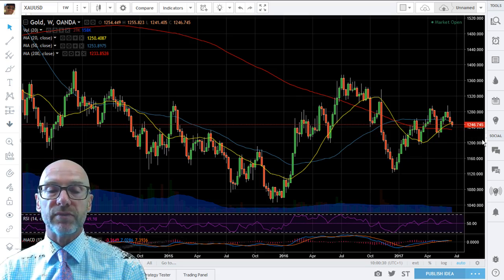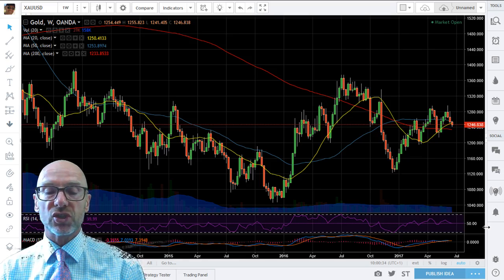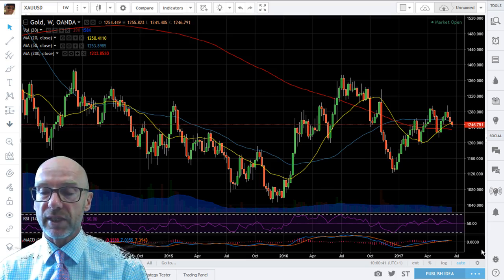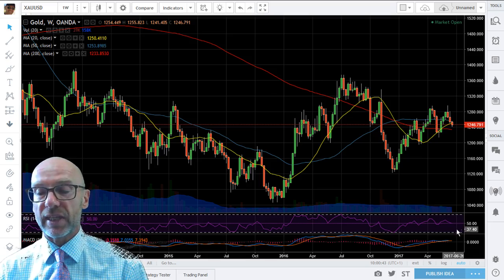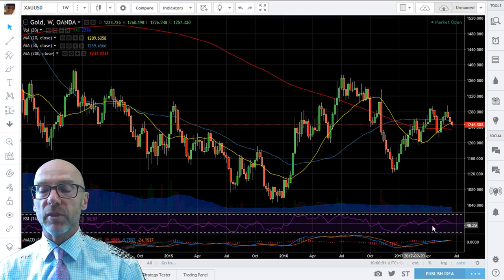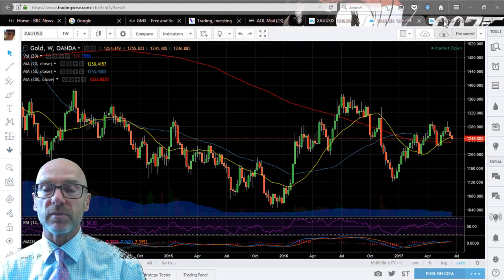That's at 1234. Here the RSI has just gone below 50, or actually it has just ticked to exactly 50 as I speak. It was 49.99 a second ago, so it's just flatlining around the 50. Also not really indicative of any momentum. You can see at the moment short-term momentum, but in the medium term it's just moving sideways, and likewise the MACD is moving sideways as well.